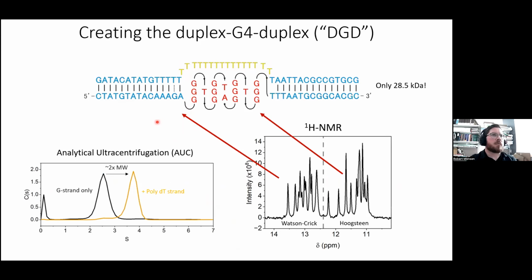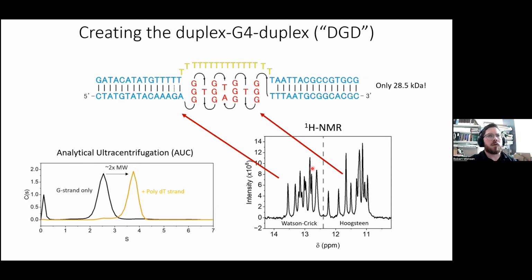The first thing that we did was ensure that we're getting quadruplex formation and that the complements are binding on either side without disrupting quadruplex stability. So the first thing we did was analytical ultracentrifugation studies. What this shows is that the G strand alone sediments at about 2.5. When we mix in this pseudo-complement with a poly-dT region, we get a doubling of molecular weight and a shift in sedimentation coefficient consistent with the duplex occurring.